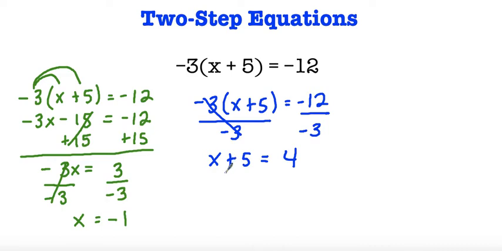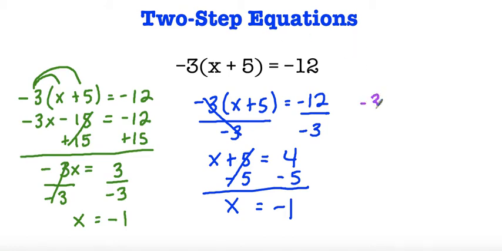In order to isolate our x, I'm going to have to subtract 5 on both sides. These cancel out. So x is equal to 4 minus 5. Remember, when the signs are opposite, we subtract, and then we keep the sign of the one with the biggest absolute value, which is 5. So x is -1.